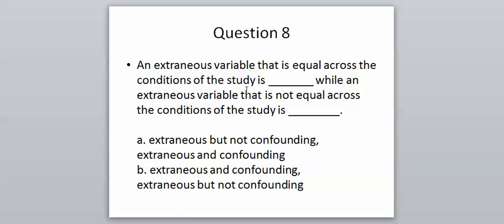So an extraneous variable that's equal across the conditions is extraneous, but it's not confounding. But if you have an extraneous variable that's not equal across the conditions, it's both extraneous and confounding, which is A.